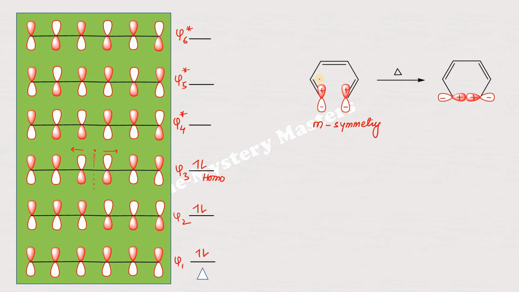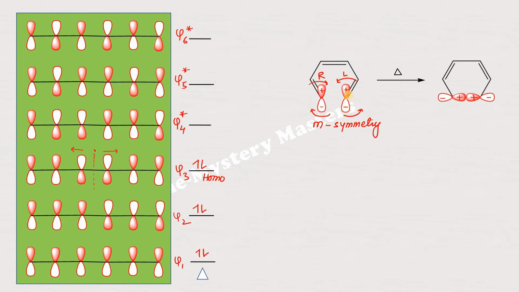Now we will see how these two same type of lobes come and interact with each other. For that we have to rotate these two orbitals. If I rotate this orbital towards my right-hand side and this orbital towards my left-hand side, in that condition these two same lobes can interact. So here, the interaction is somewhat like this.